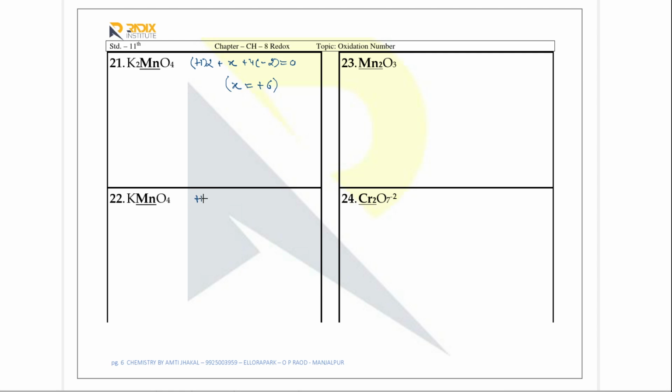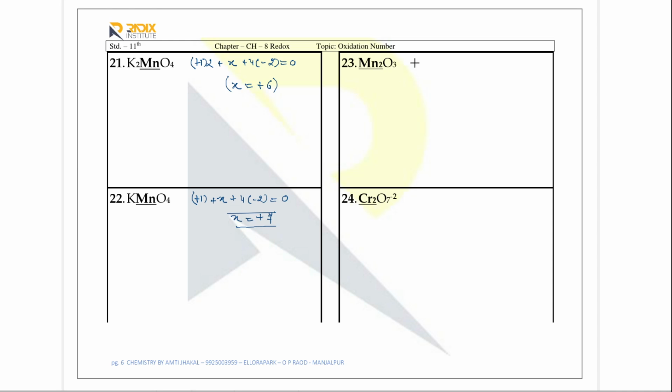Potassium oxidation number +1. Manganese oxidation state X. Oxygen oxidation state 4 into -2 is equal to 0. So X is equal to +7. This compound we call potassium permanganate. Per means extra. This is potassium permanganate.